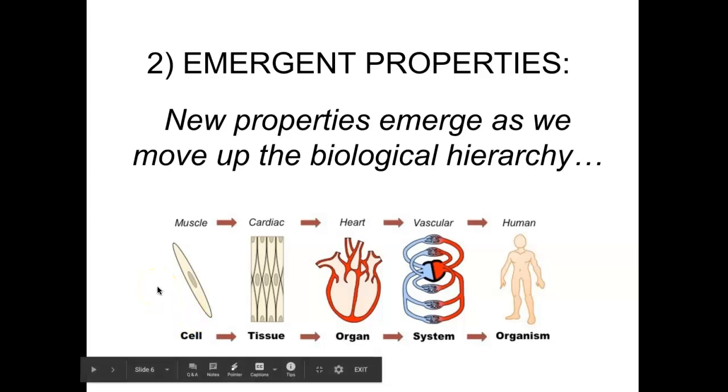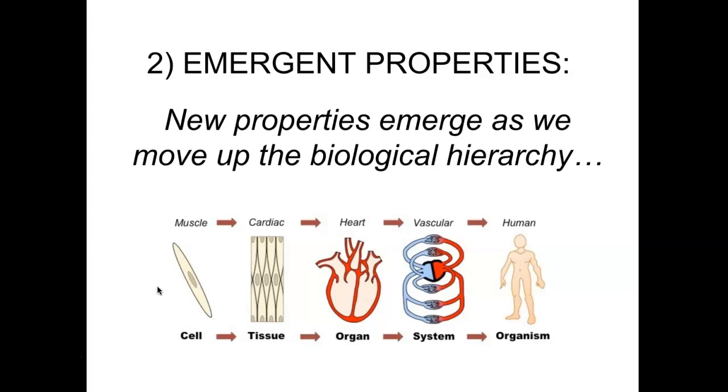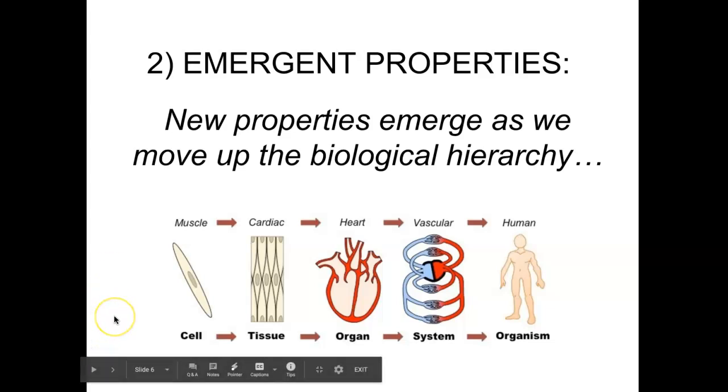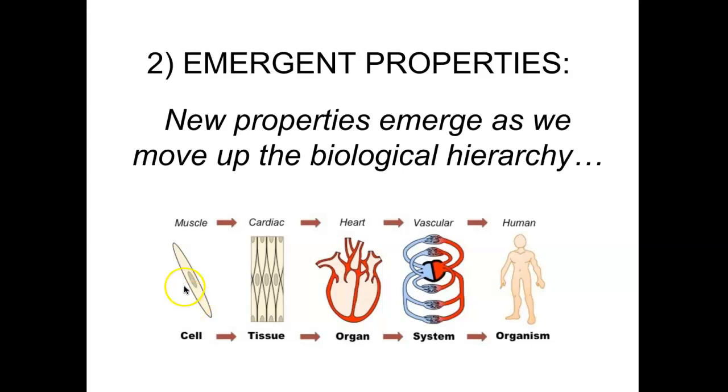The next theme is emergent properties. So as we move up the biological hierarchy, the different levels of organization, new properties emerge that wouldn't be possible if you had stopped at the last level, right? Because it becomes more complicated and more things are able to work together and create a more complex level at the next level. So the example shown here is a cardiac muscle cell, which is capable of contracting and performing other important functions, but it can't really do a lot on its own, just one cell.